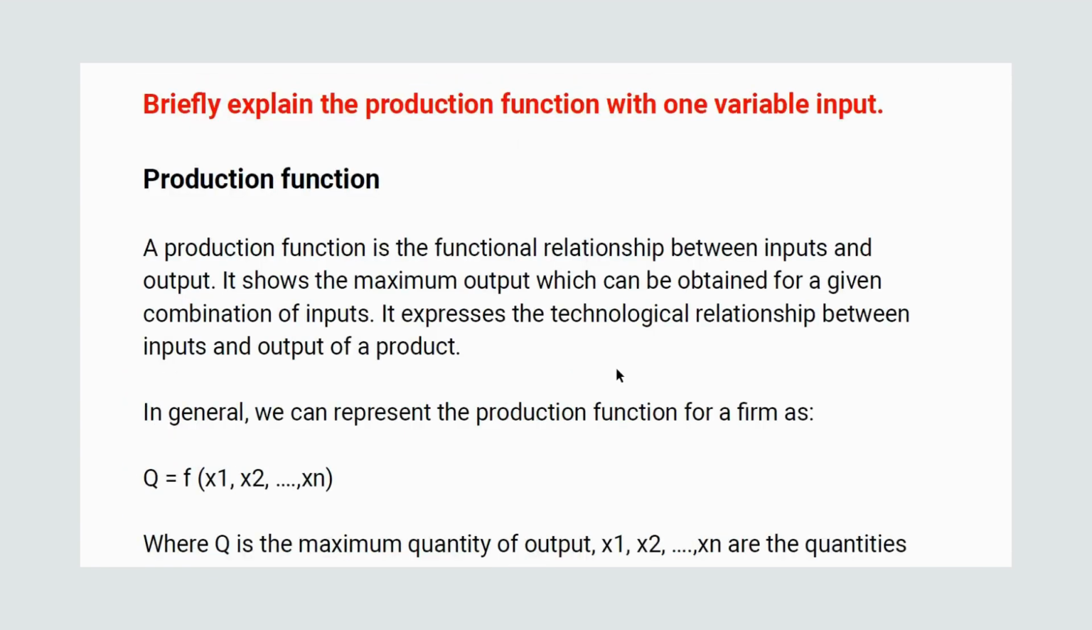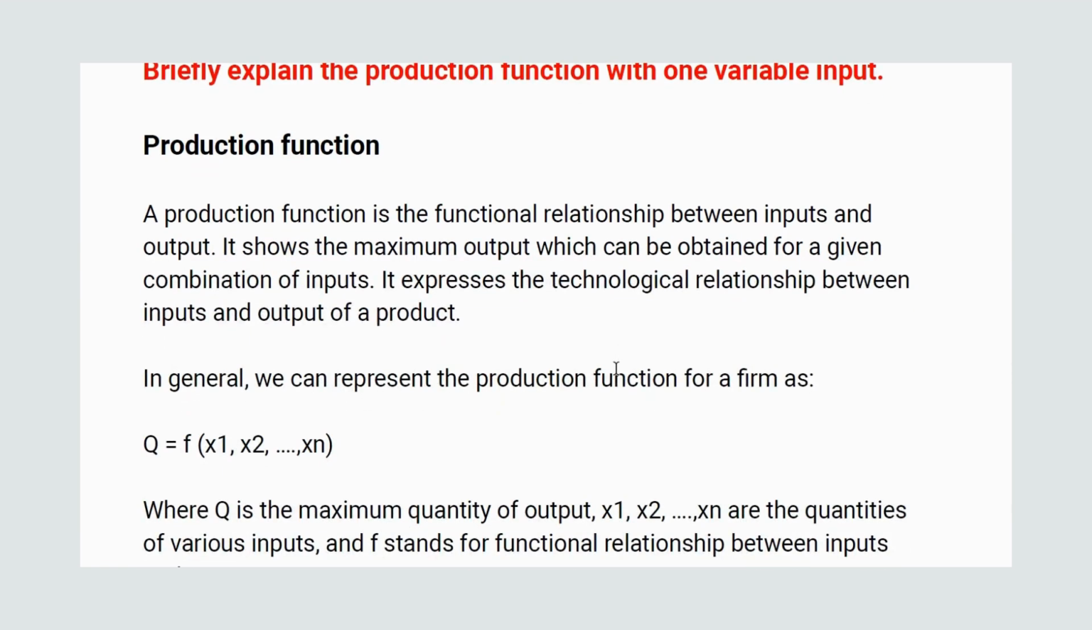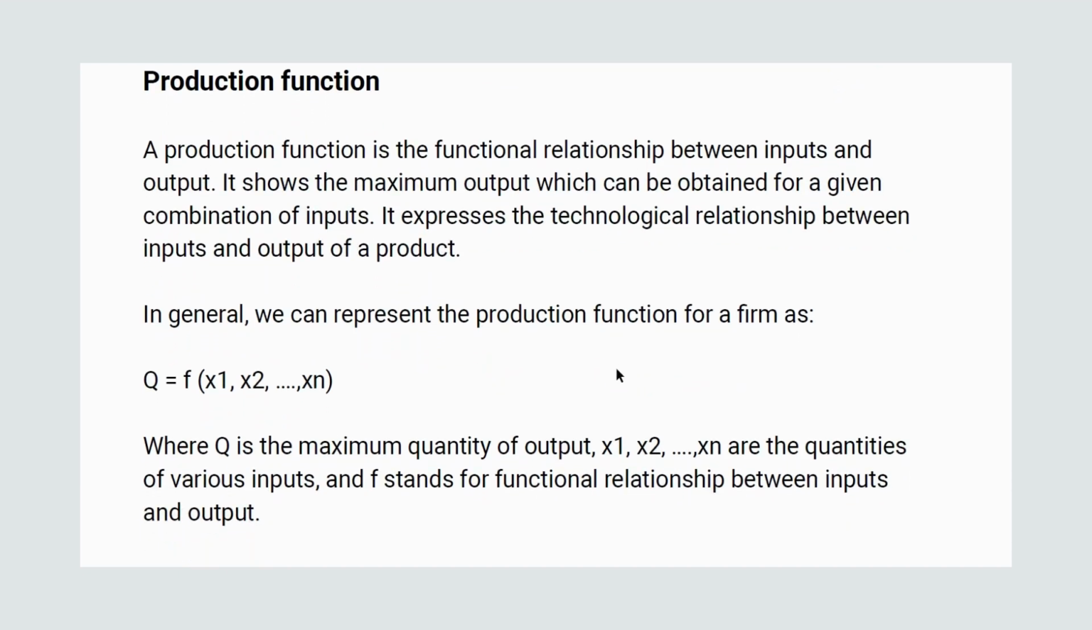What is a production function? It is a functional relationship between the inputs and the outputs. This production function shows the maximum output that can be obtained for a given combination of inputs. So it's a very simple thing. It can be expressed like Q equals f(x1, x2, ..., xn), where Q means the maximum output quantity, and x1, x2, x3 and so on are the quantities of various inputs. F stands for the functional relationship between the input and the output.